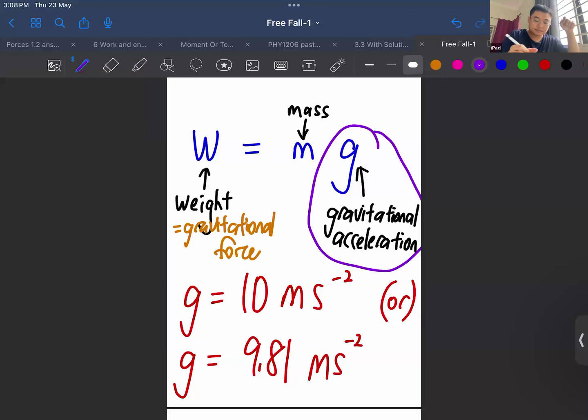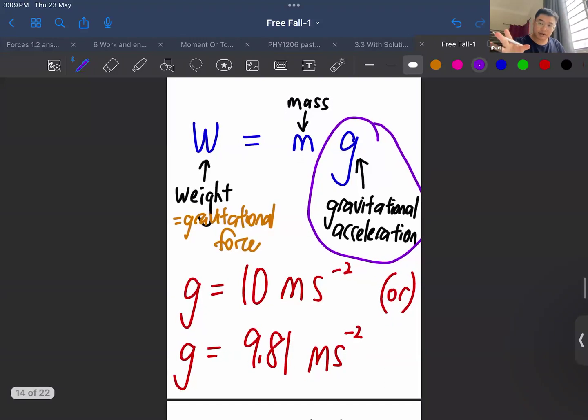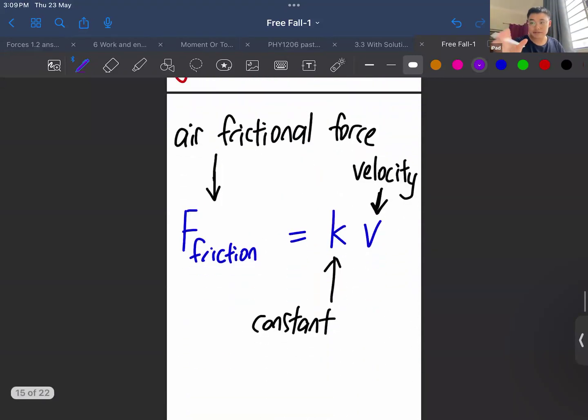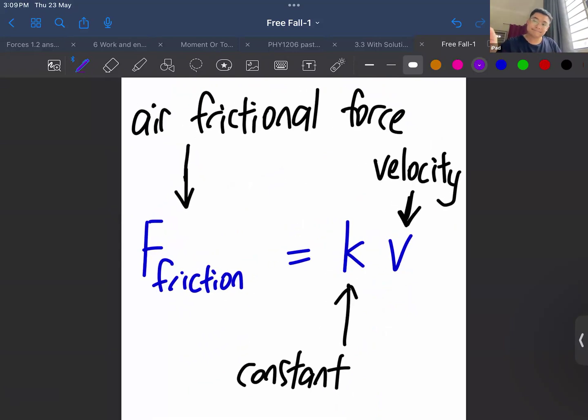What is small letter g? Gravitational acceleration. Okay, gravitational acceleration. Apart from gravitational acceleration, does it carry another meaning? Yes. What is that? Gravitational field strength. Okay, very clever. All right, W equals mg. Are you happy? Yes. This one, F equals kV. F, frictional force, equals a constant times the velocity. If you are not happy with the word velocity, at least you can use speed here. Also can.